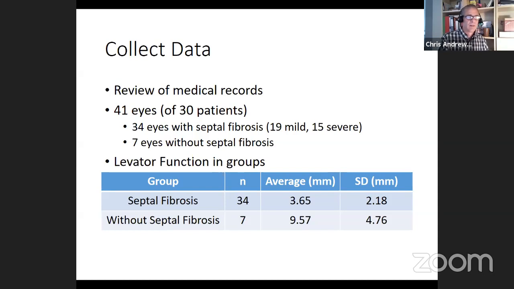So it turns out you could also, instead of saying just no septal fibrosis or with septal fibrosis, divide those with septal fibrosis into mild and severe categories. So that right away, I see there's another possible comparison that we might be interested in: among those 34 with septal fibrosis, are the mild and severe different from each other?